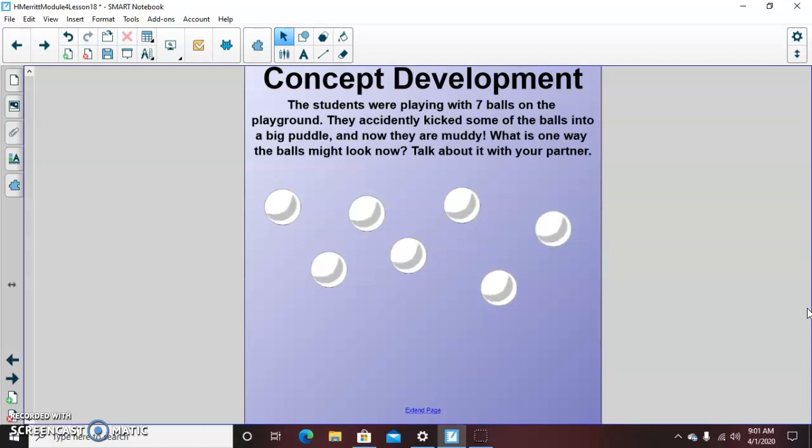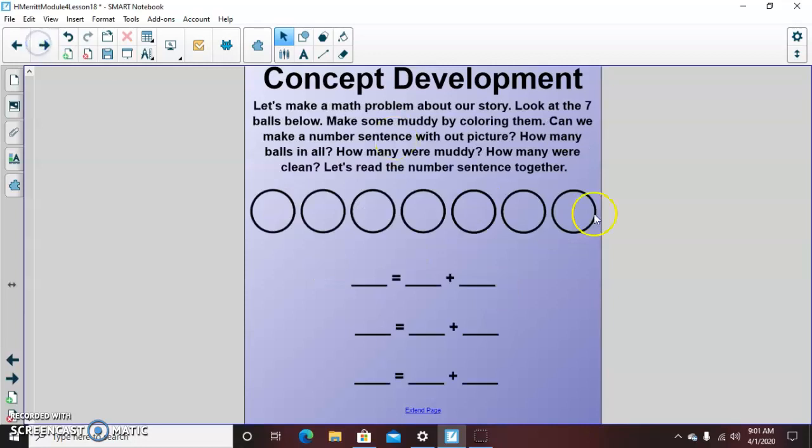Okay, it says talk about it with your partner, but if you have mom or dad or grandma and grandpa or a big sister or big brother or a cousin, anyone at home, you can turn and talk to them about what you think maybe our picture would look like, and then unpause me. Okay, I can't wait to hear what you talked about.